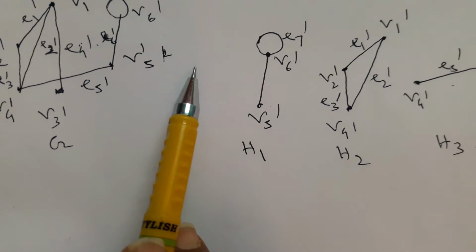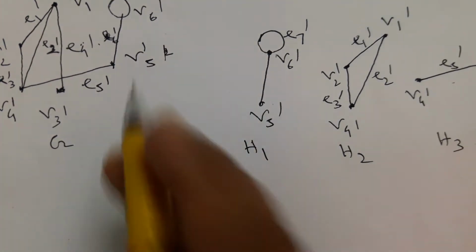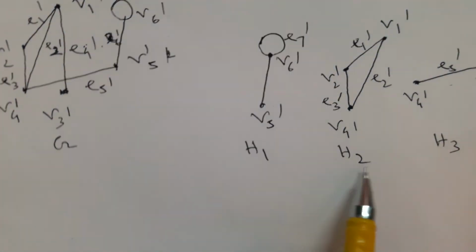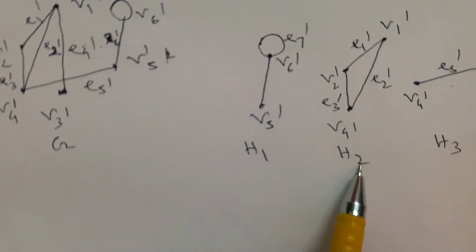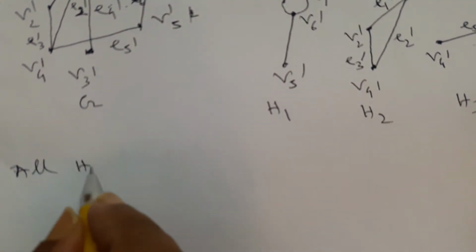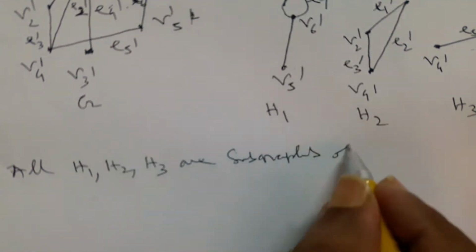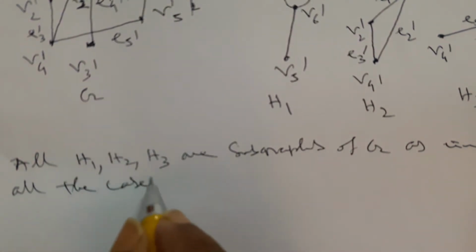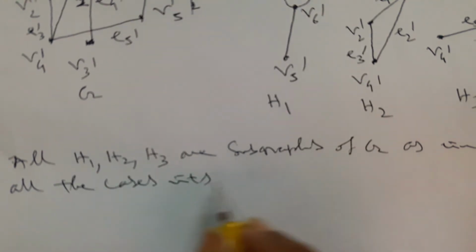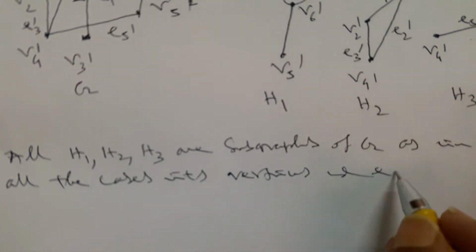So what is our observation? We know that all edges and vertices are in G, so we say that all the graphs H1, H2, H3 are subgraphs of G, as in all the cases all vertices and edges are in G.